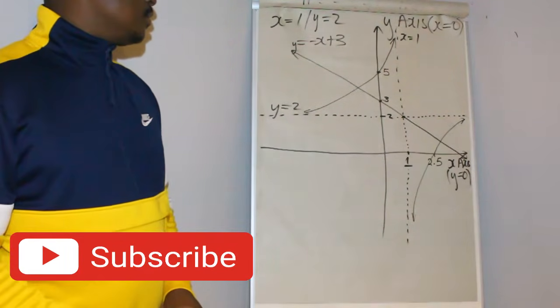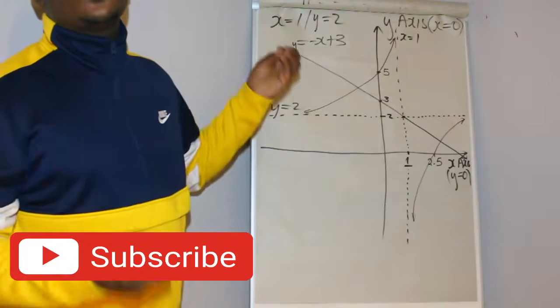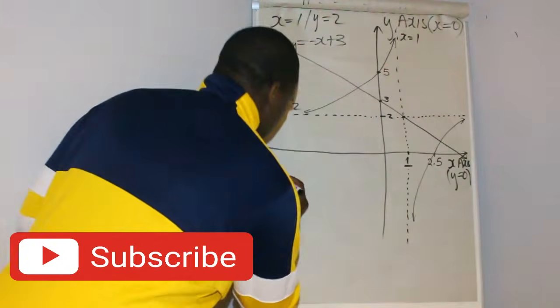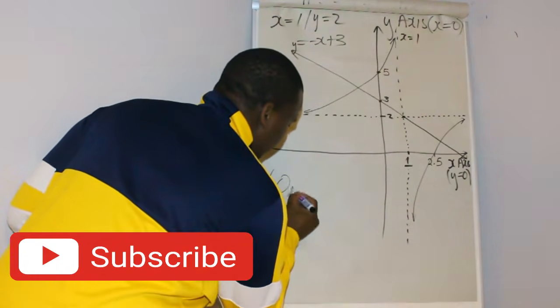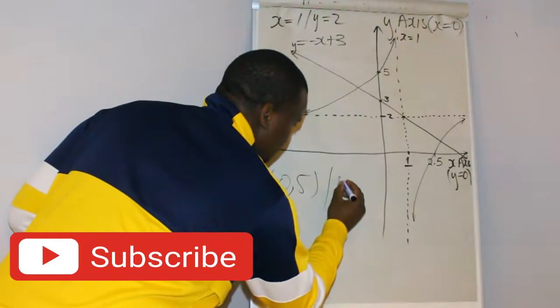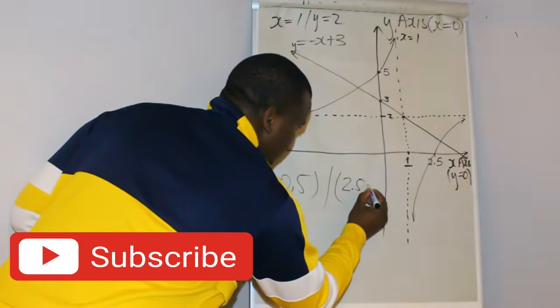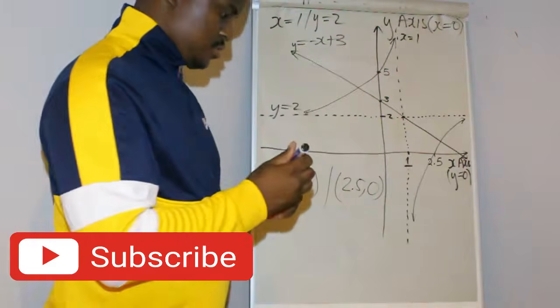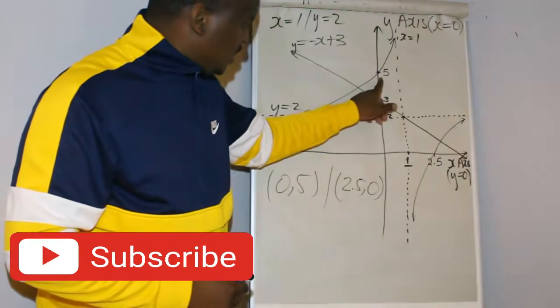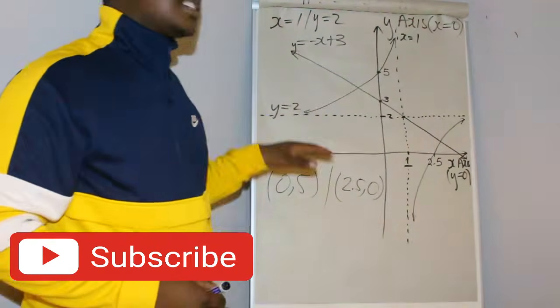Because the only thing you do is plot those two points, which are (0, 5) and (2, 0), which is 5/2. So this is that, and this is that. Then you just plot the shapes.